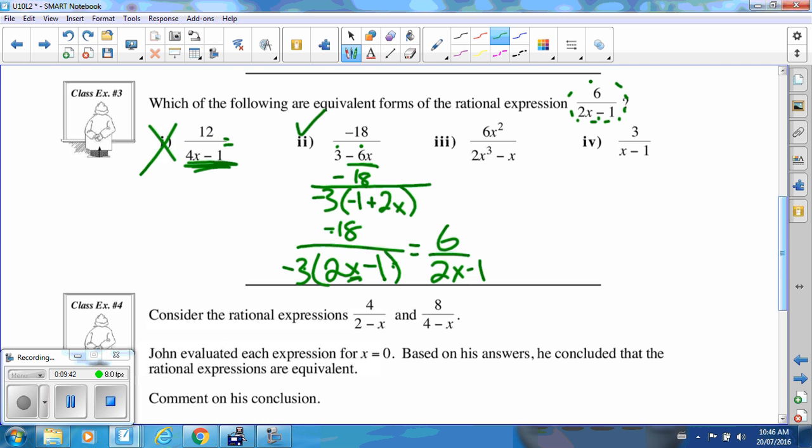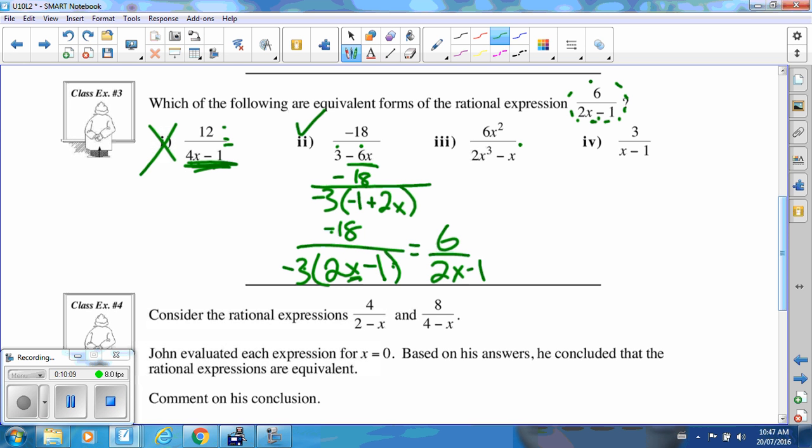If I'm not sure if something is equivalent or not, I could try a value. Let's put in 1. This would be 12 over 4 minus 1. 4 minus 1 is 3. 12 over 3 is 3. No, 12 over 3 is 4. So if you put in x equals 1, this thing has a value of 4. If I put in x equals 1 into this, 2 times 1 minus 1 is just 1, and that gives me 6. 6 is not the same as 4, so it didn't work.